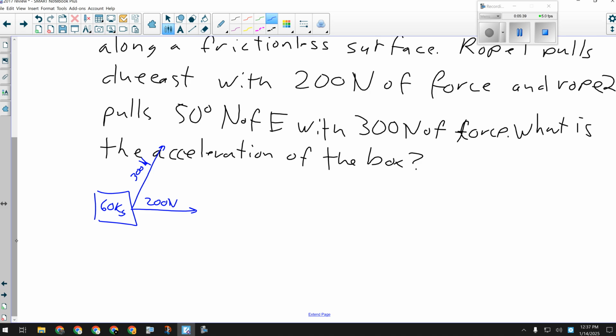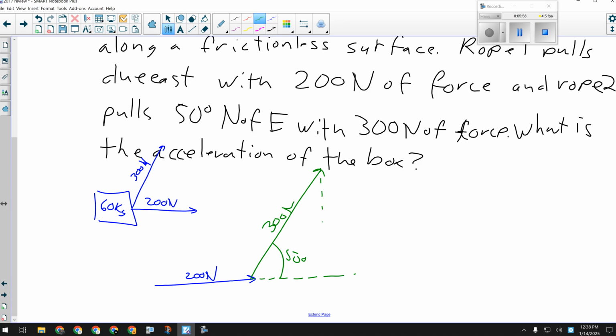So I'll have my 200 Newton force going like this, and then I will have my 300 Newton force. So here's due east. I'm going to go 50 degrees north of that, for 300 newtons. All right, so the triangle is going to look like that for that one. And then my resultant will look like this. My resultant is the net force, and I will, of course, want the angle that it is acting at. So that's what my vector diagram should look like.